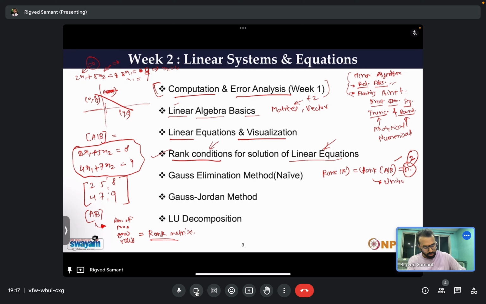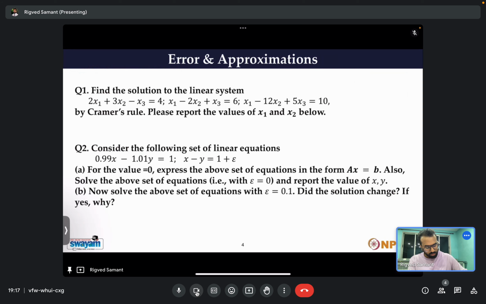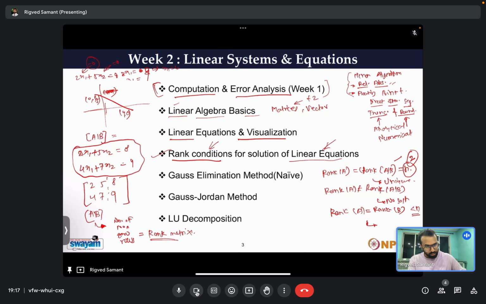Then if the rank of A is not equal to the rank of [A|B], in that case you will have no solution. And if the rank of A is equal to the rank of [A|B] but it is less than n, the number of unknowns, so instead of 2 it would have been 1, in that case it has infinitely many solutions.